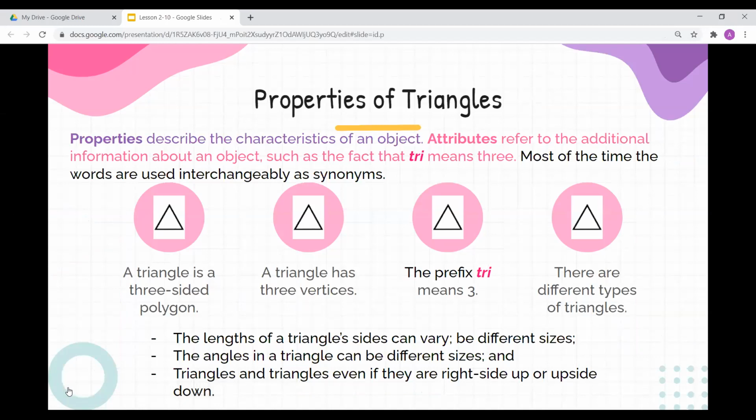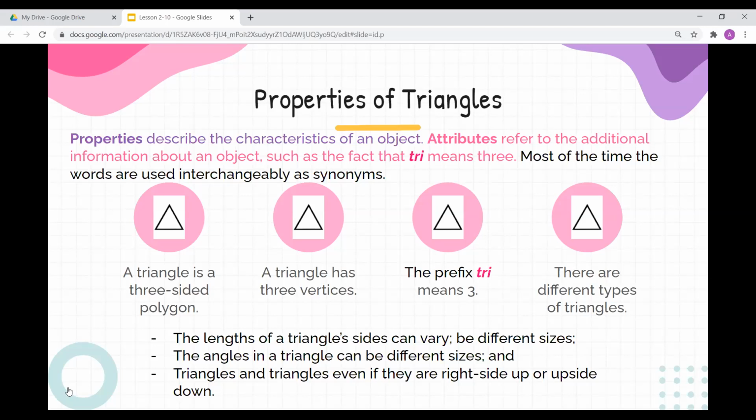Let's take a look at properties of triangles. Properties describe the characteristics of an object. Attributes simply refer to the additional information about an object, such as the fact that tri means 3. Most of the time, the words are used interchangeably as synonyms. Let's take a look at some properties of triangles. A triangle is a 3-sided polygon. A triangle has 3 vertices. The prefix tri, as mentioned before, means 3.